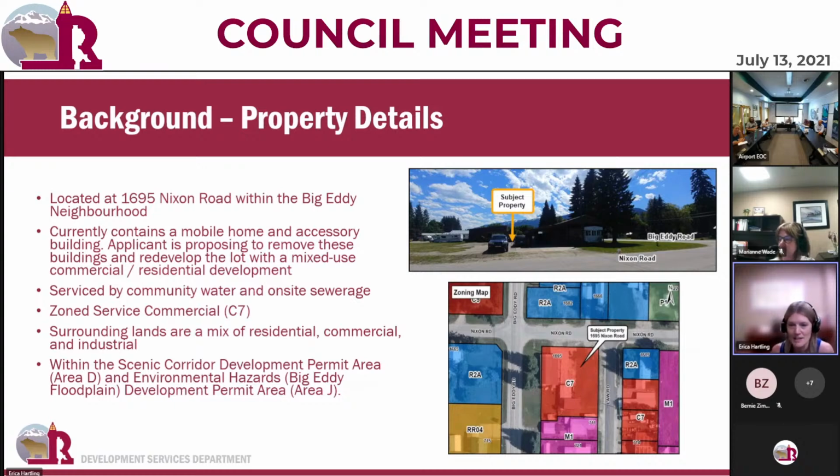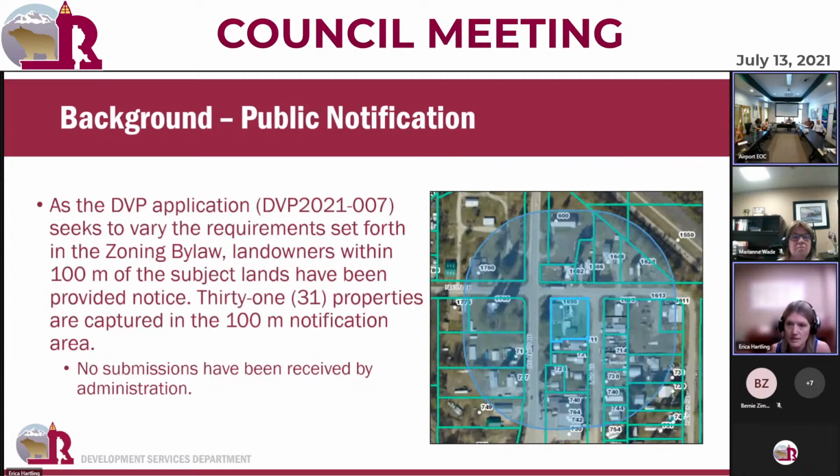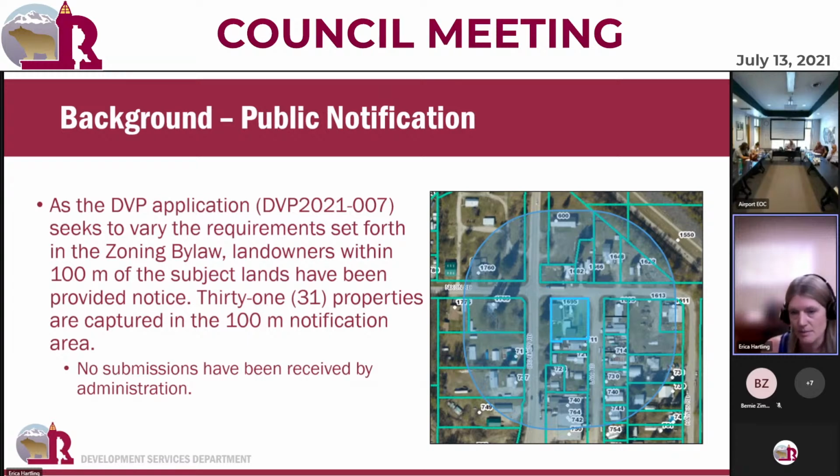And the applicant has applied for a separate minor development permit, DP 2021-013, specifically for the floodplain, which is delegated to staff to review and issue and requires a geotechnical assessment. As the variance application seeks to vary requirements in the zoning bylaw, all landowners within 100 meters of the subject lands have been provided notice, in accordance with the Local Government Act provisions. 31 properties were captured in the 100-meter notification area, which you can see on the screen just surrounding the property there. Staff have not received any public submissions from any of the neighboring properties.